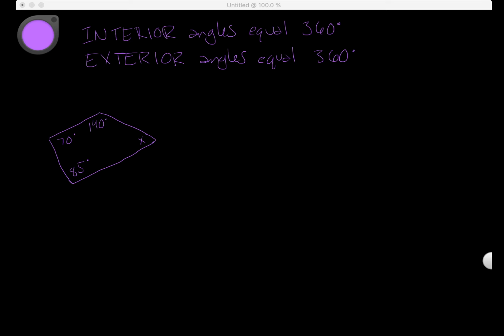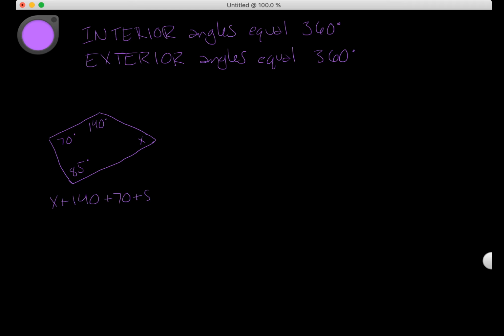All right, for this first quadrilateral, we want to find the measurement of the missing angle. We have the other measurements of 70, 140, and 85. Knowing that it's going to equal 360, just like we did with the triangles, we're going to put this all together here. So x plus 140 plus 70 plus 85 equals 360.